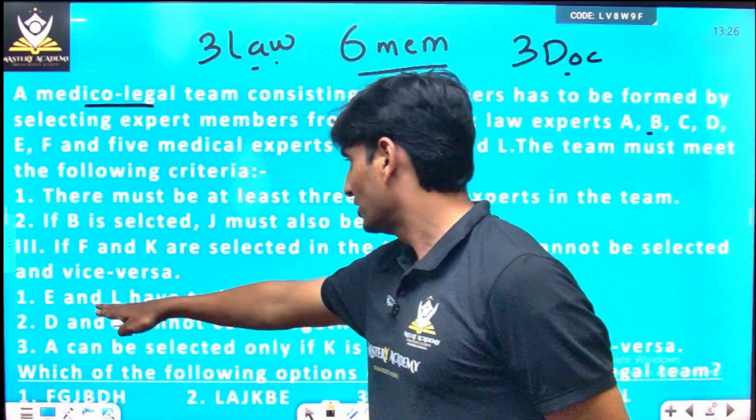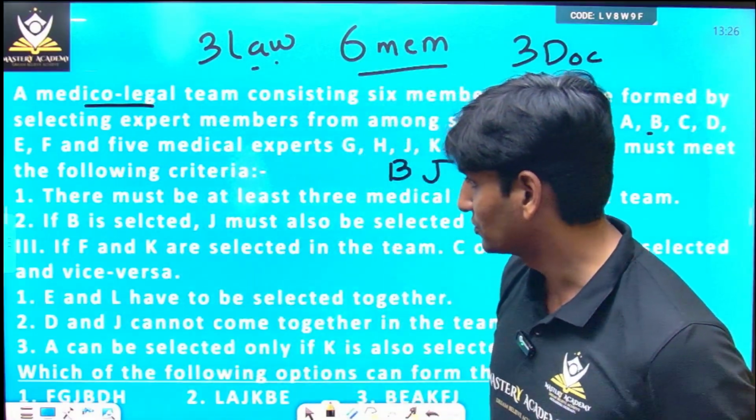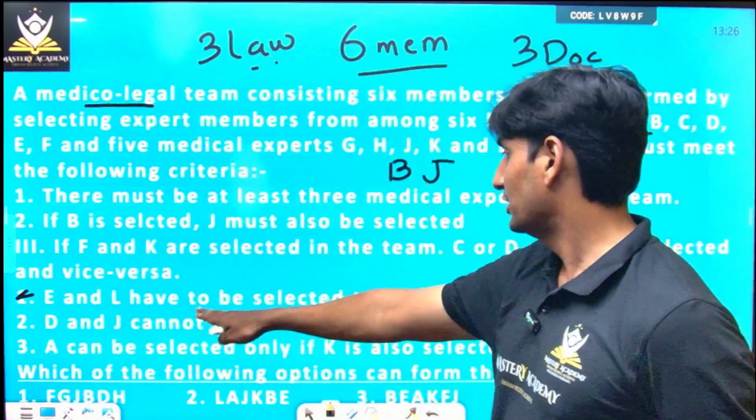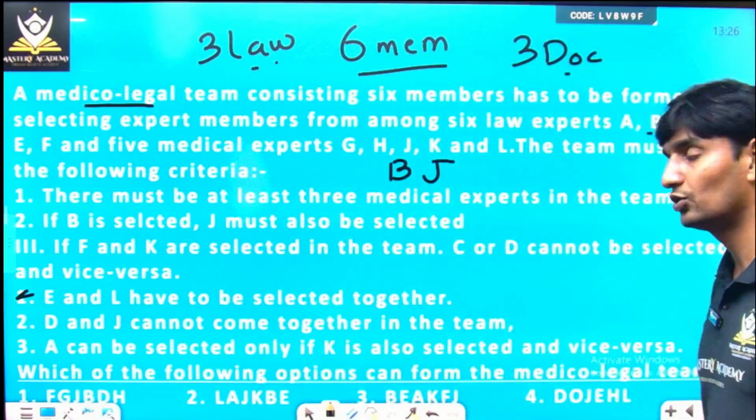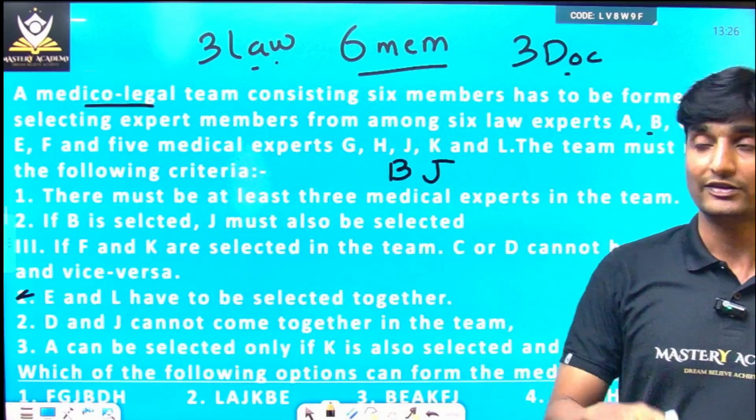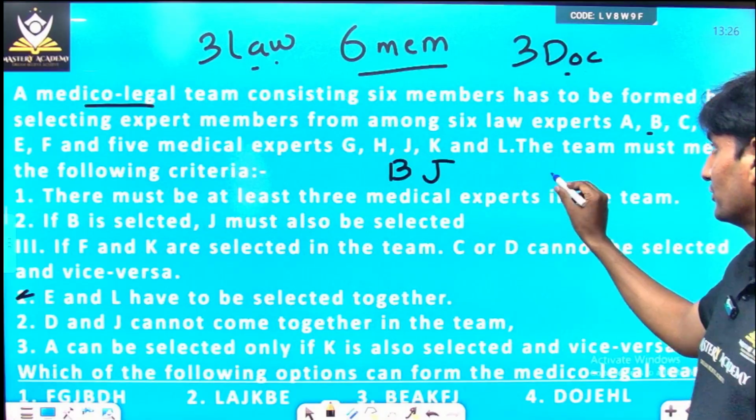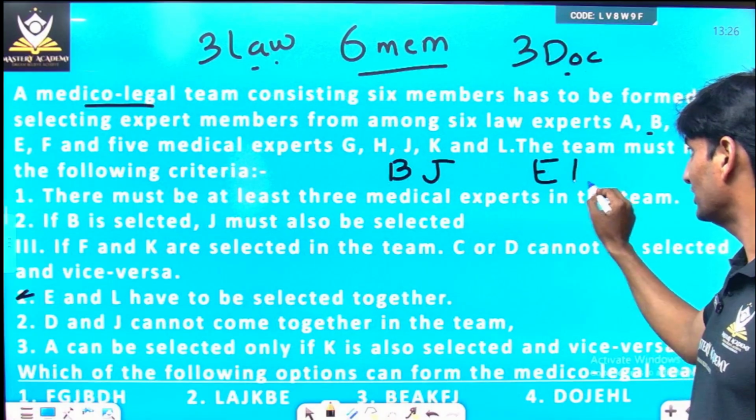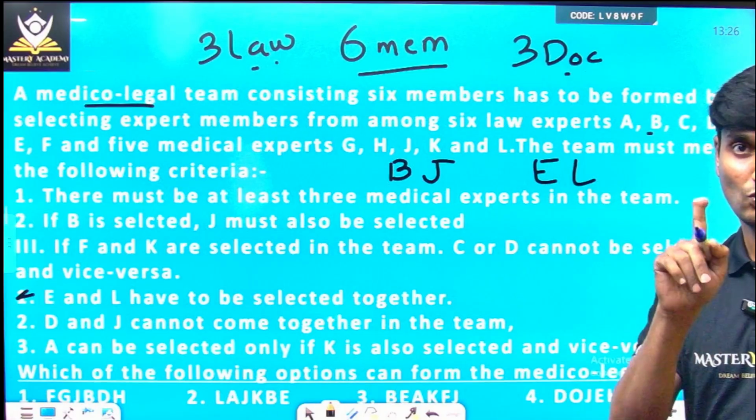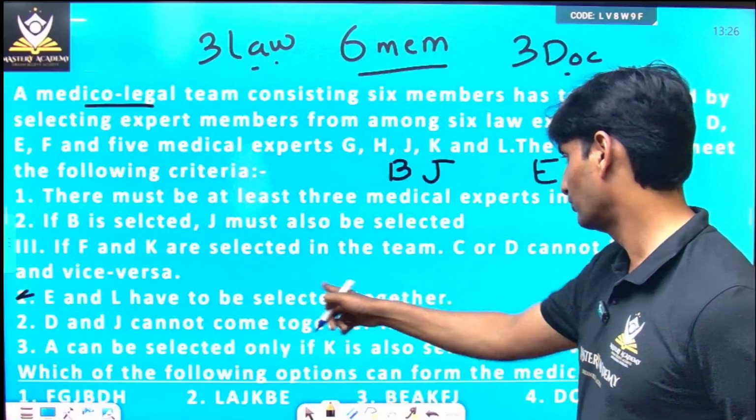And then E and L. They have mistyped in the options. This is the fourth condition. E and L have to be selected together. E is a lawyer and L is a doctor. So if E and L are selected, they should both be on one team together, according to the fourth.